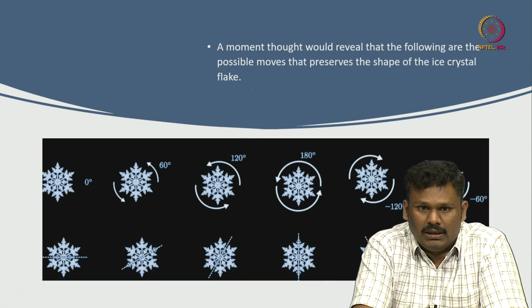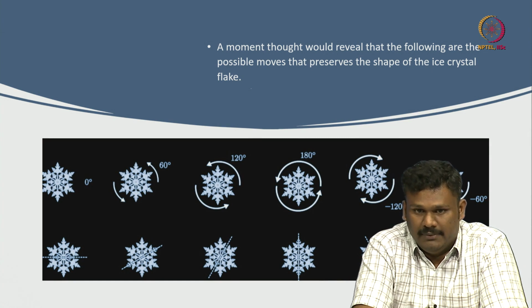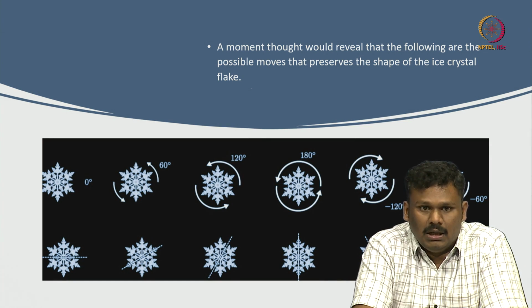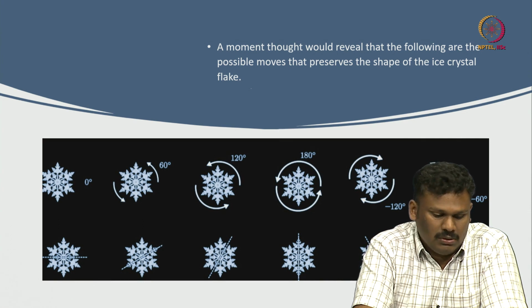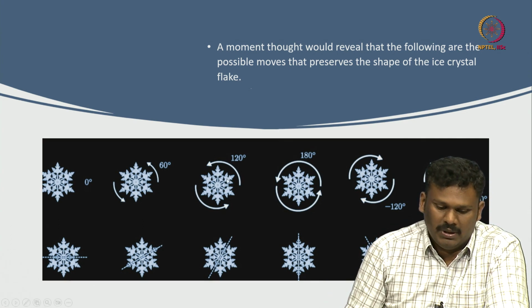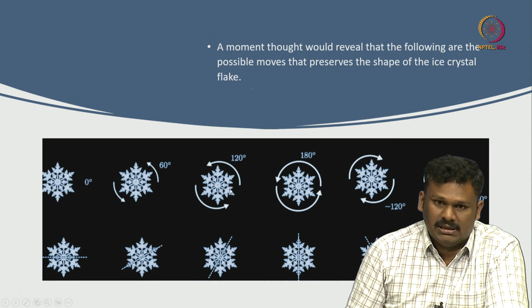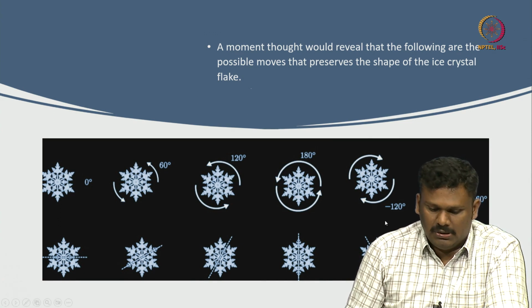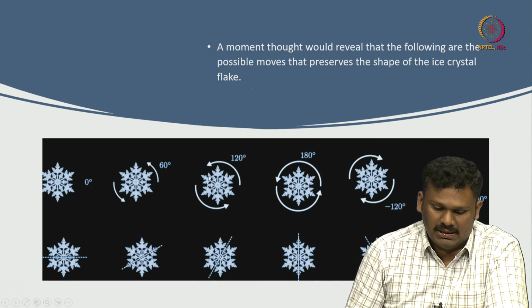So, we can start labeling them, giving them some names. As we did with the Rubik's cube, instead of studying one particular move, we take all possible moves and study them at once. As I said before, that is all about group theory. Here also, instead of studying one particular move that preserves this ice crystal shape, we take all possible moves that preserve the ice crystal shape.